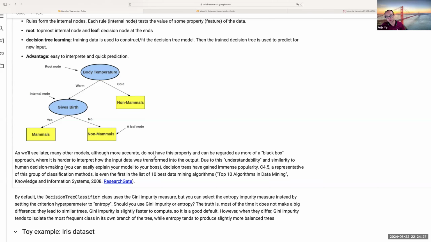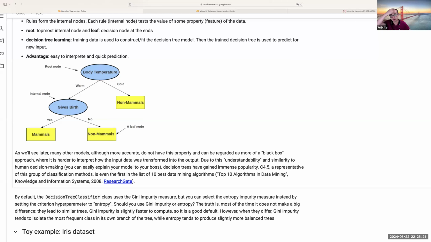Other models we have mentioned, for example, deep learning or neural networks, which you have probably heard about, usually don't have these properties because they are treated more like black box models. It is very hard to interpret how the input data is transformed into output. That's why decision trees make everything very easy to interpret, and they are very similar to the human decision making process. You can easily explain this whole process to your boss.